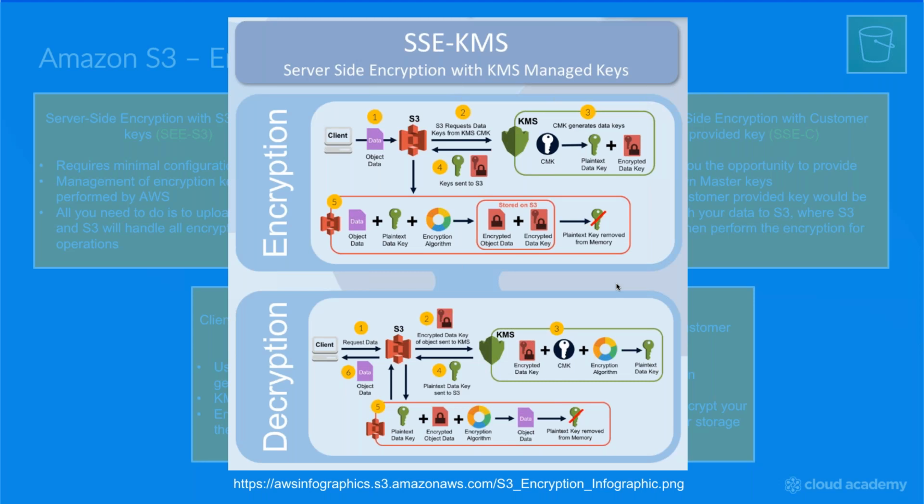Step 4, KMS will send both of these data keys back to S3. Step 5, S3 then encrypts the object data with a plain text version of the data key and stores the resulting encrypted object alongside the encrypted data key. And then the plain text data key is deleted from memory.